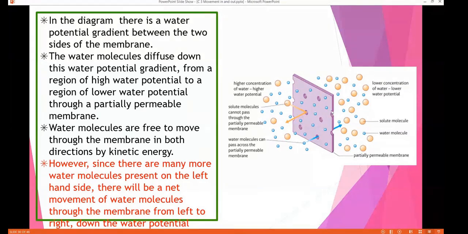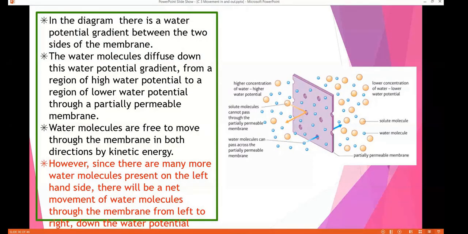So this partially permeable membrane can allow only the exchange of water molecules which are smaller in size. And will it allow the exchange of the sugar molecules which are bigger in size, girls? No, miss, because the sugar molecules are too big. Very good. So the sugar molecules are too big and so they cannot pass through this partially permeable membrane. Only the water molecules can diffuse.